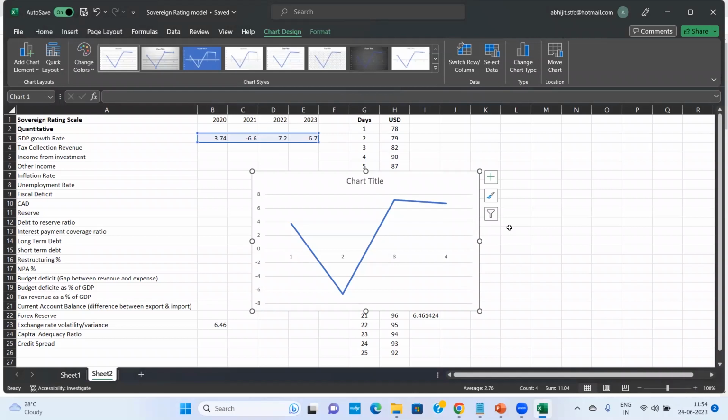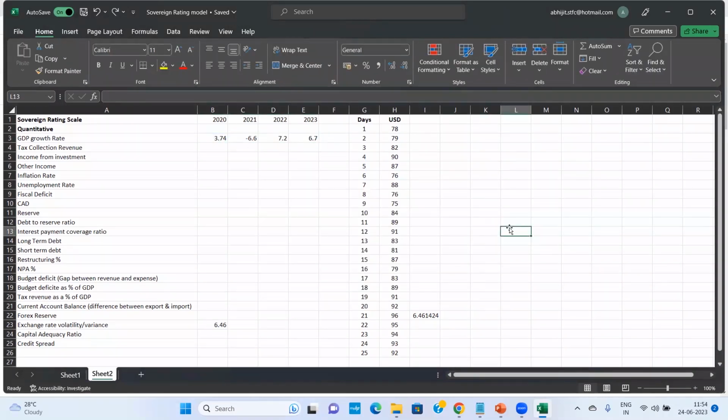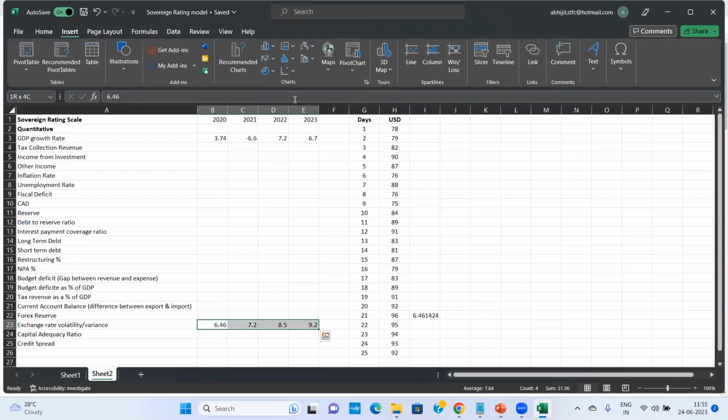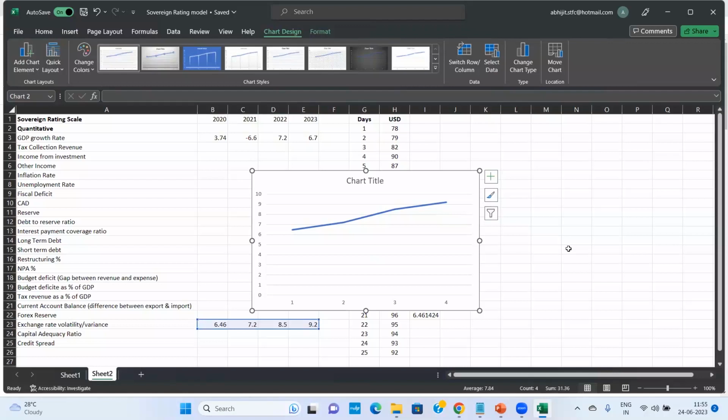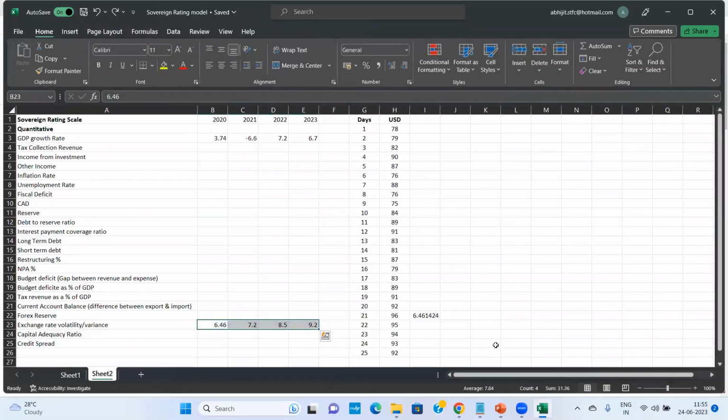A similar trend we can find out for any other parameters, be it tax revenue collected, other income, inflation rate, capital adequacy, and even this 6.46, which is the exchange rate volatility. Say it is 7.2 for an example, arbitrary 7.2. This is 8.5, and say this is 9.2. Then the volatility is increasing. If I put this in the form of a chart, what do I get? The volatility is increasing, which is a negative, it's a red flag.